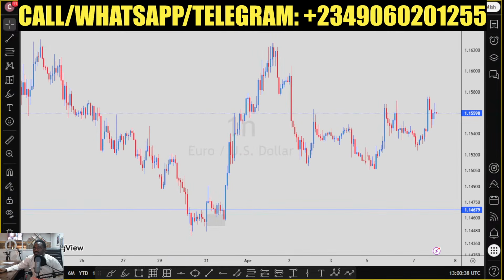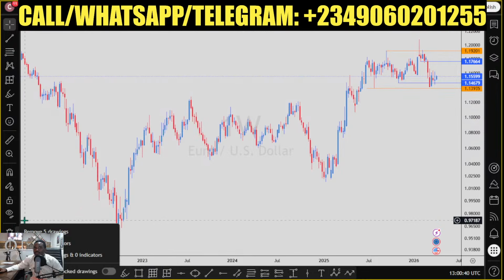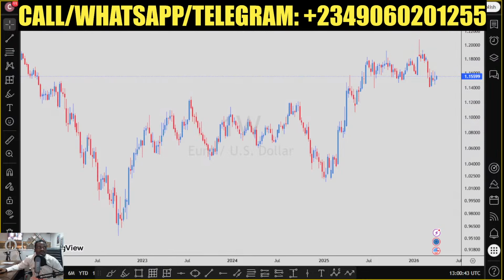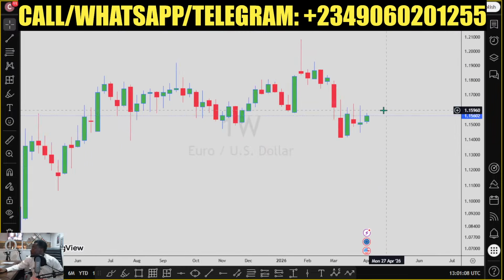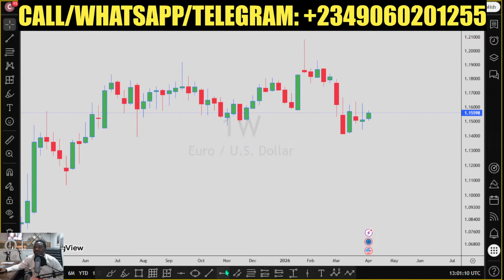Weekly chart. First thing, wipe out everything on your chart. Everything on your chart, wipe them out. Now we have a clean chart from the weekly chart. You can see that. Now let's zoom in. Zooming in, first thing we want to mark our levels.